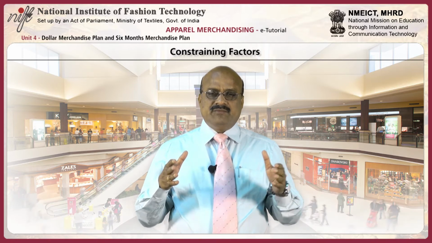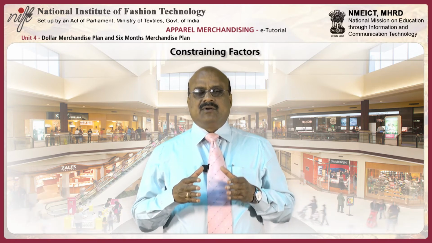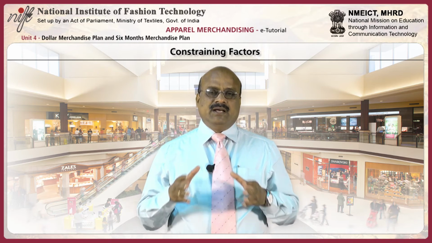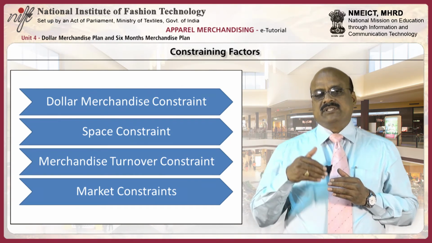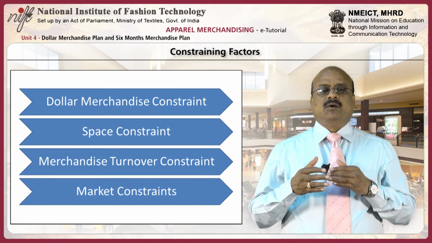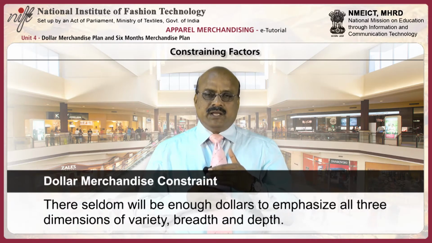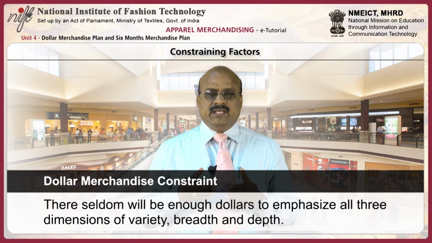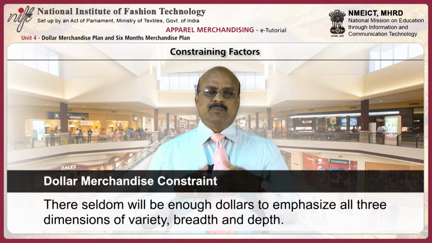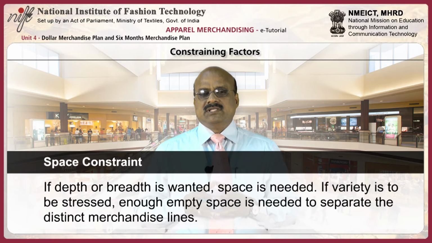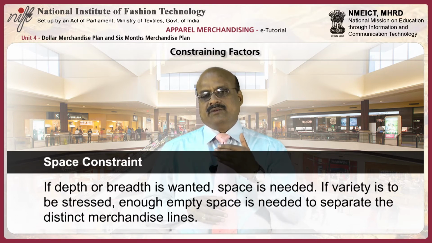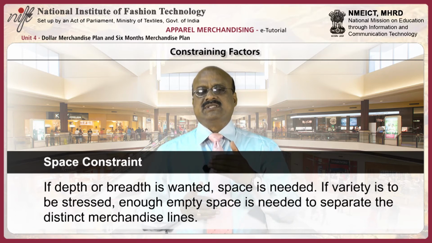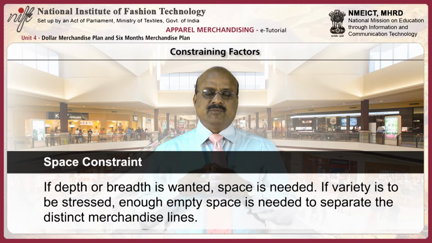There are four constraining factors that influence the design of the optimal merchandise mix. They are the dollar merchandise constraint, space constraint, merchandise turnover constraint, and market constraints. Dollar merchandise constraint: there seldom will be enough dollars to emphasize all three dimensions of variety, breadth, and depth. Space constraint: if depth or breadth is wanted, space is needed. If variety is to be stressed, enough empty space is needed to separate the distinct merchandise lines.